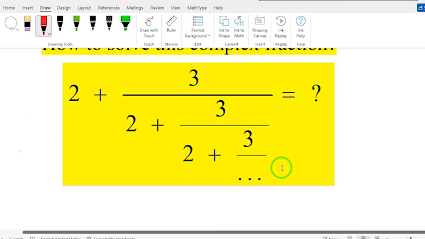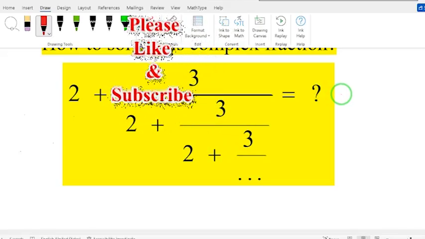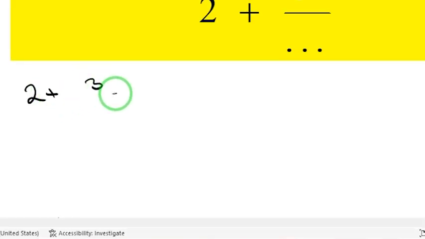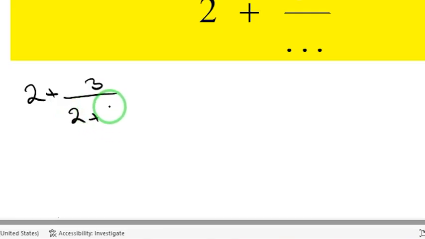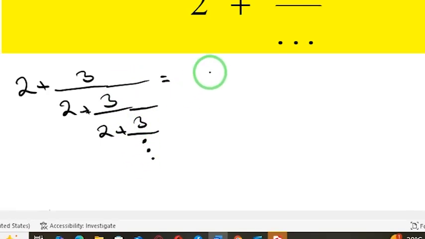How can we solve this fraction? We can first write that this fraction is equal to x. x is a variable or unknown. We don't know the value of this fraction. And we repeat here 2 plus 3 over 2 plus 3 over 2 plus 3, and the denominator continues up to infinity. We make it equal to a variable or unknown, for example, x.